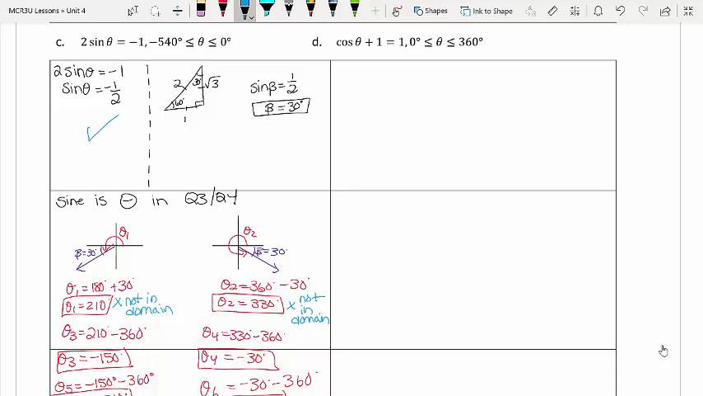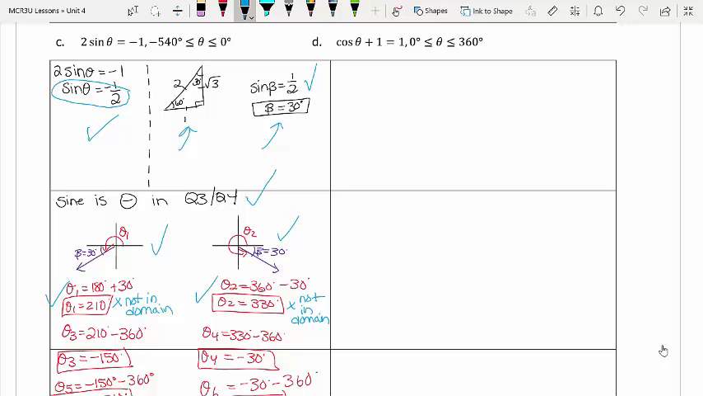Then I went to solve for my related acute angle by taking the positive version of the ratio, so I took 1/2, not negative a half. And then I realized that I could solve for the related acute angle by using my special triangles. Using that special triangle, my related acute angle is 30 degrees. Then I looked at my original question and asked myself, where is sine negative? Sine is negative in quadrant 3 and quadrant 4. So I drew terminal arms in quadrant 3 and quadrant 4, and those terminal arms had a related acute angle of 30 degrees.